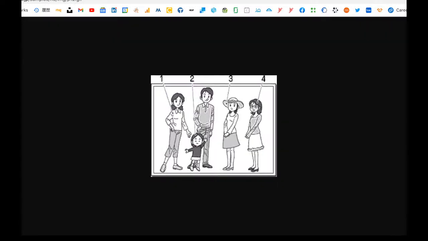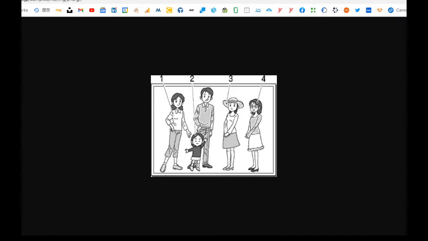Question. 田中さんの妹は誰ですか？ Who is the sister of Mr. Tanaka? Okay? And then the conversation goes. 2 people are taking a look at this picture and speaking about this.